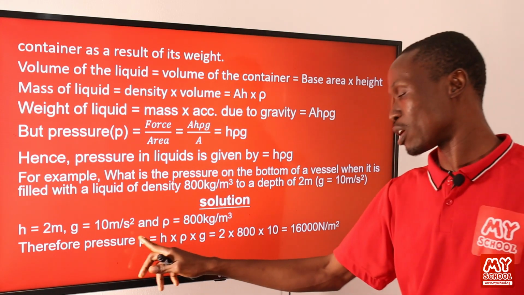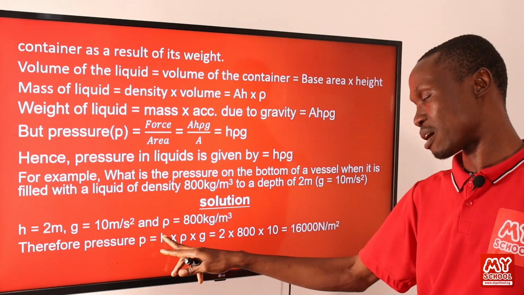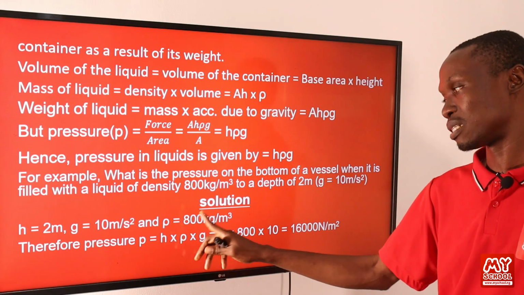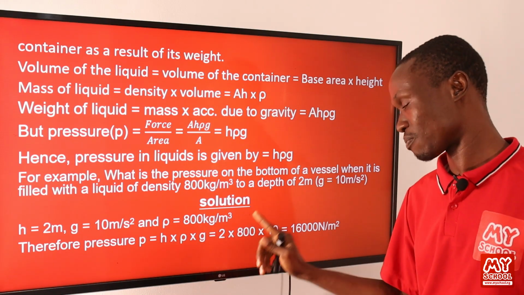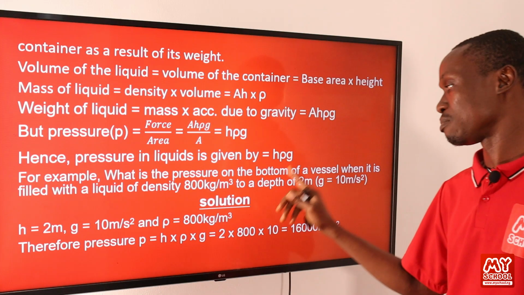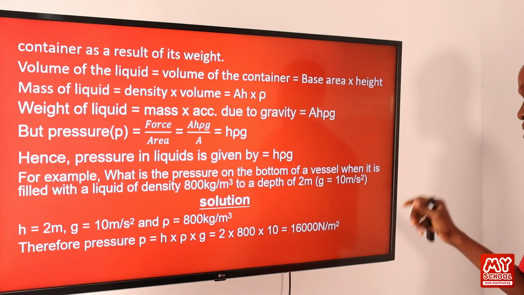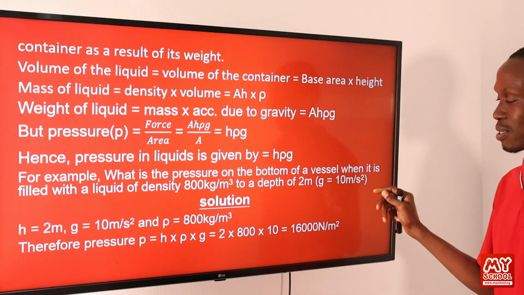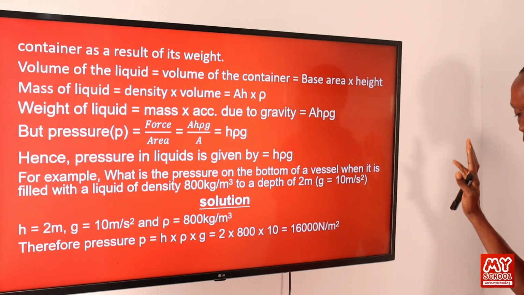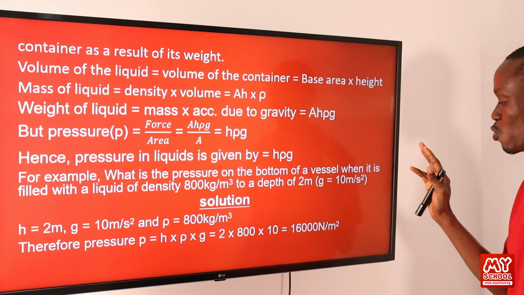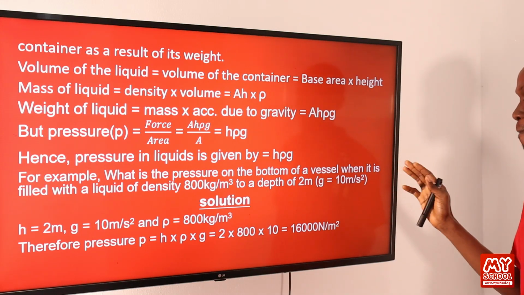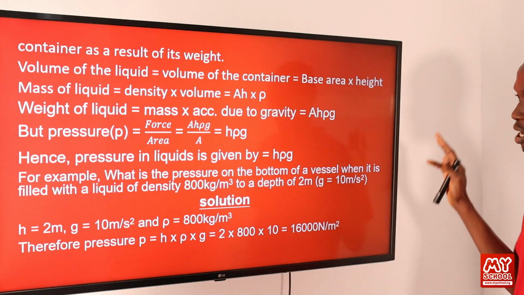Okay, so pressure P is equal to the depth h times density rho times acceleration due to gravity. So we'll have 2 times 800 times 10, and that will amount to 16,000 Newton per meter square, or you can say Pascal. Okay, that's still correct. If you use Pascal or if you use Newton per meter square, they are still correct.